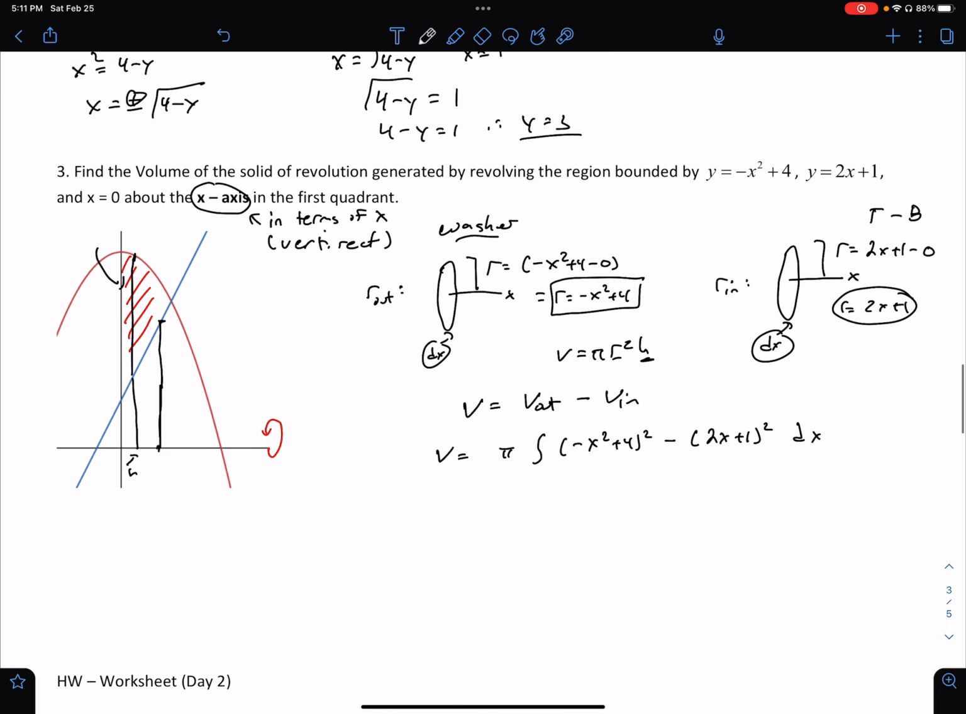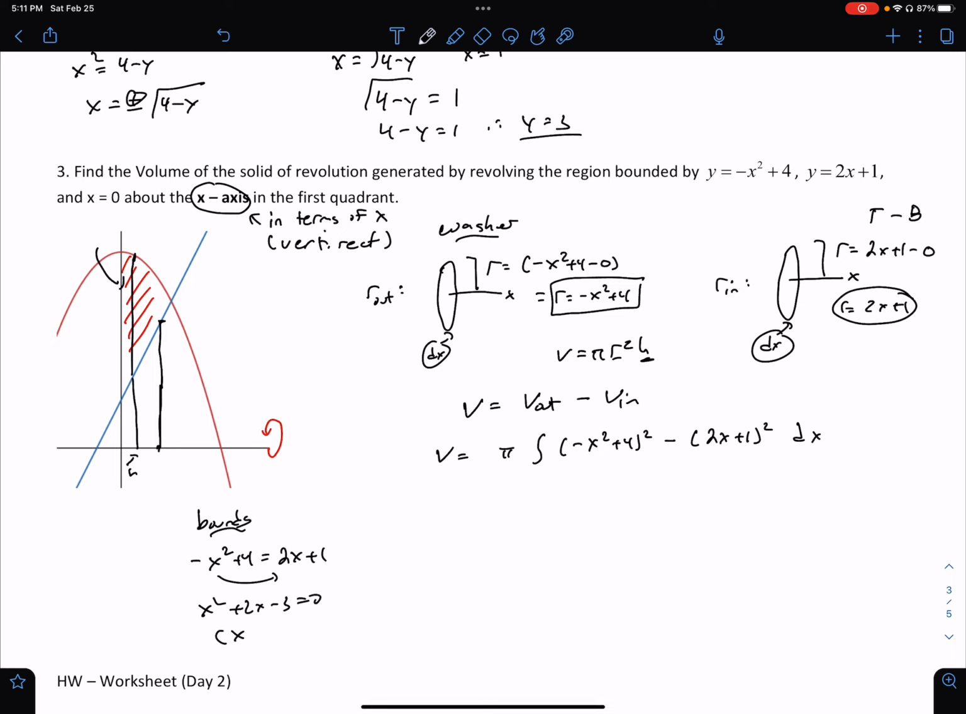We do have one more step where we have to find our bounds. So let's go ahead and get the bounds here. To get the bounds, we just have to find out where the two meet. We know we're starting at 0. So we're just going to take this negative x squared plus 4, set that equal to 2x plus 1, and bring my x squared over. x squared plus 2x minus 3 equals 0.